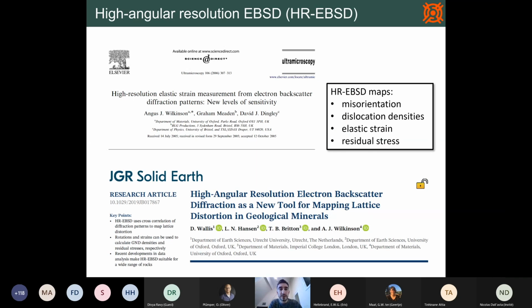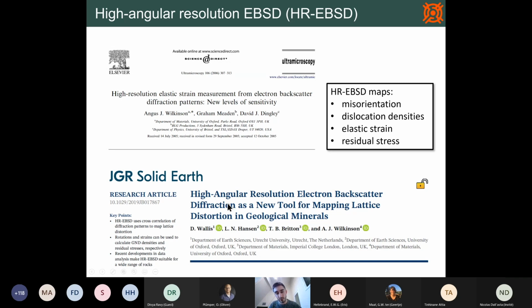And then for the last few minutes, I want to build on that and just say something about this very recent work, something I've been involved in, an extension of the EBSD technique called high angular resolution EBSD. A lot of this work was developed originally by Angus Wilkinson and his co-workers at the University of Oxford. This is one of their key original papers.